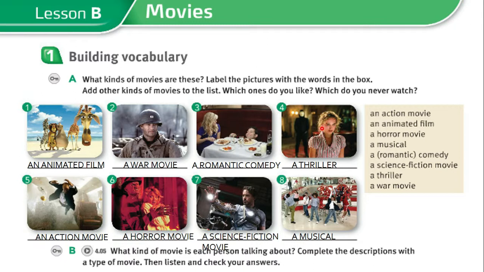Number four, it is a thriller. Okay, what is a thriller? A thriller is a movie that has a lot of suspense. Okay, tiene mucho suspenso toda la película. Okay, and you don't know what happens until the end. Number five, an action movie. An action movie, it's a movie that has like the name says, a lot of action, a lot of fights, a lot of guns, a lot of deaths, okay?